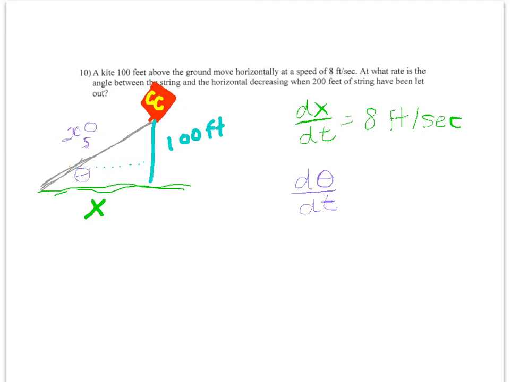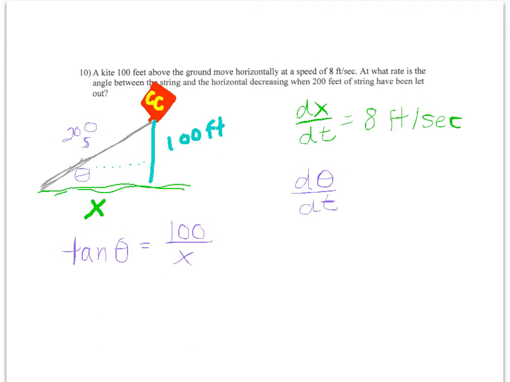So there's a few different ways that you can do this problem. I'm going to use tan theta. So I'm going to say that tan theta equals 100 over x. And actually we do need to use tan theta because we don't know ds/dt. So if you set up, for example, a sine equation, sine theta equals 100 over s, when you take the derivative, you don't know ds/dt, so that equation wouldn't work for you.